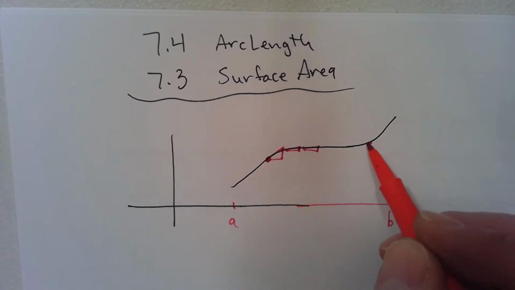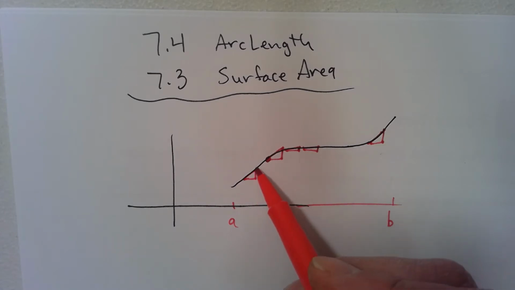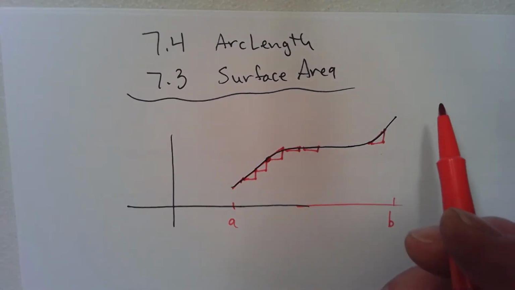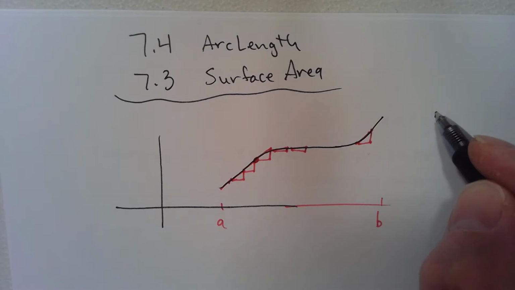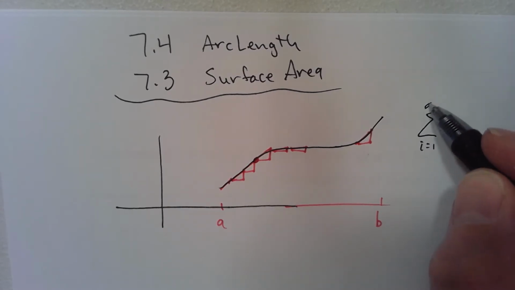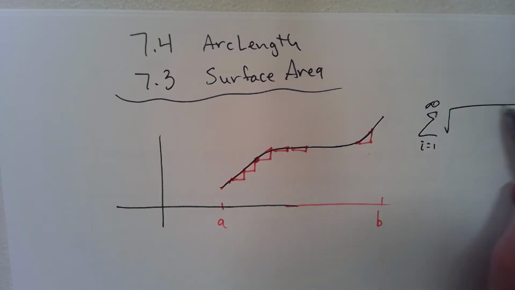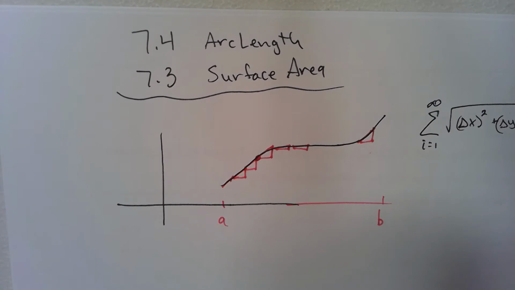We could find all of these triangles from here to here and do a whole series of Pythagorean theorems, or distance formulas, to find each of those individual lengths. And if we add them all up, we will have the arc length. So imagine we've got a whole sum. We'll start from one and make infinitely many little triangles. So the distance formula: the square root of the change in x squared plus the change in y squared. So x2 minus x1 squared, and then y2 minus y1 squared.